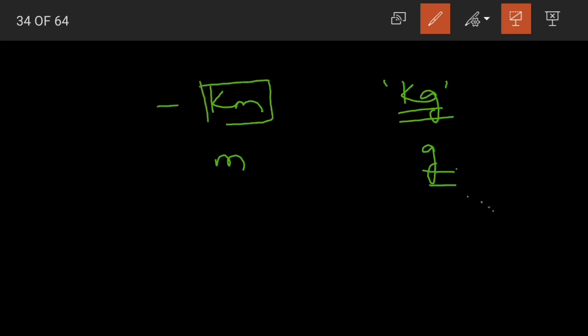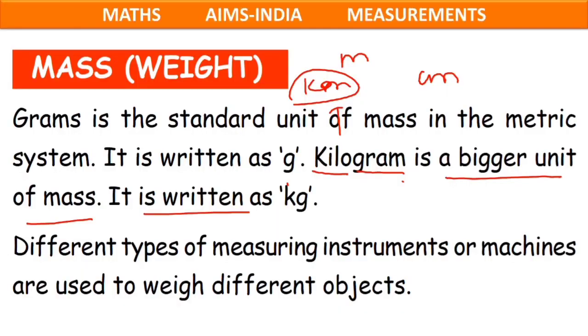See children, we have kilometers and then meters. In the same way we have kilograms and grams. Kilograms is represented by the letters kg and grams is represented by the letter g. Here kilometers is bigger than meters. In the same way kilograms are bigger than grams.